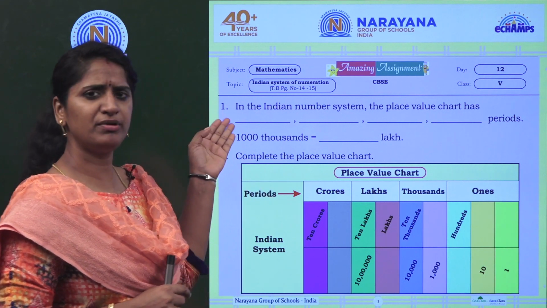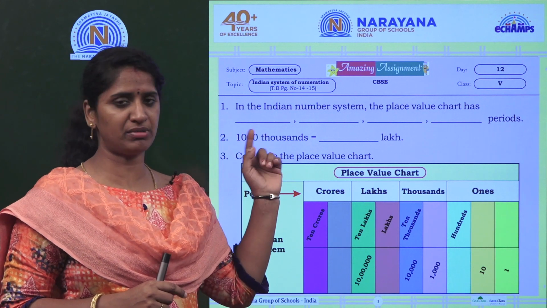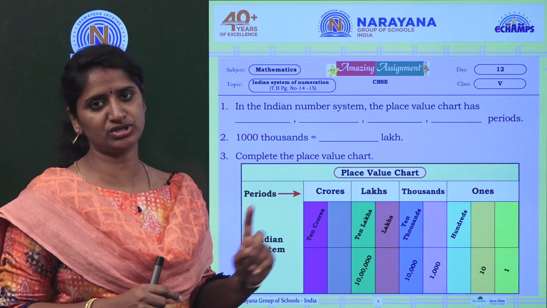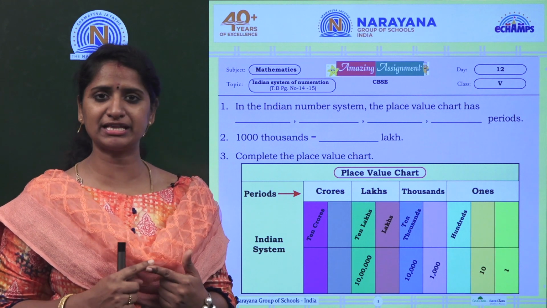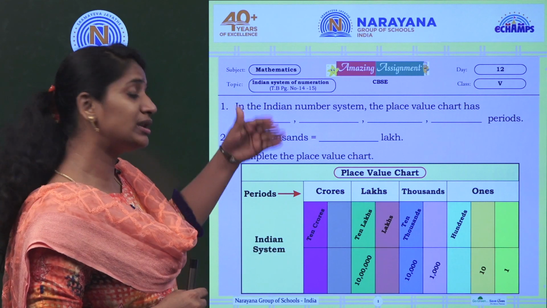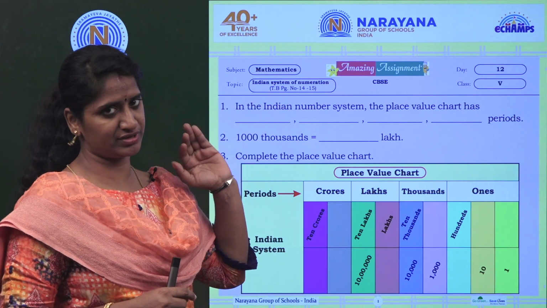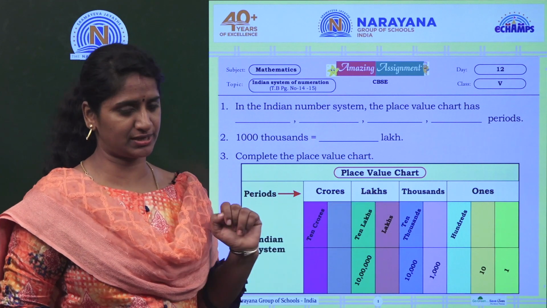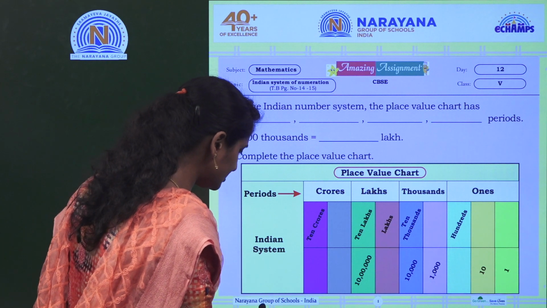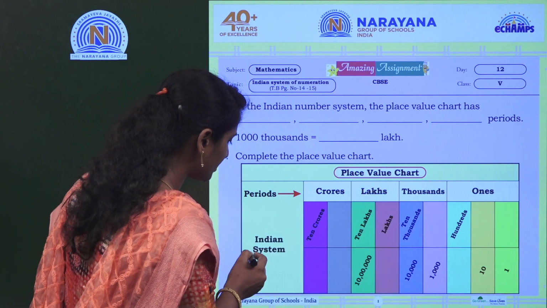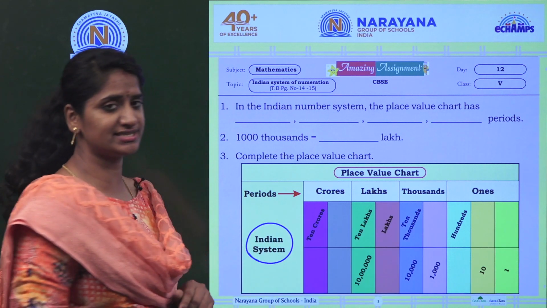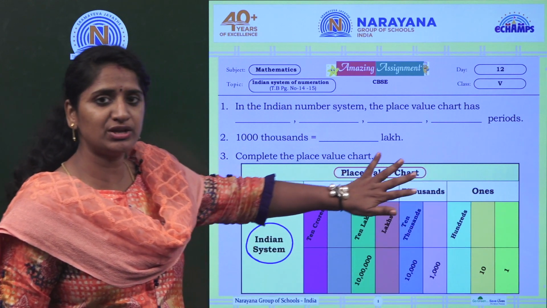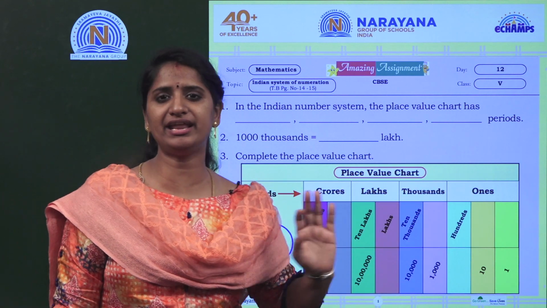Question number 1. Before completing the question, I just want to explain this place value chart first, then we'll go to the first, second, third questions. Children, look into this place value chart. Here they have given the Indian system, so this place value chart is related to the Indian system.